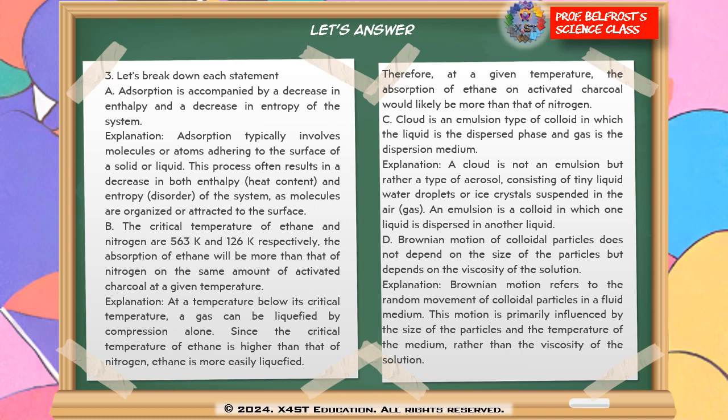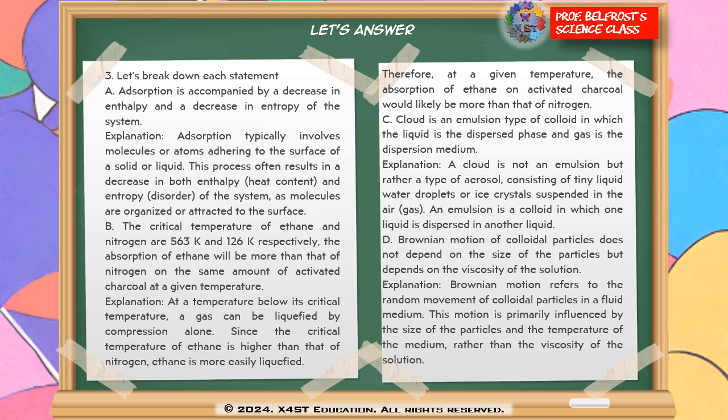How about B? The critical temperatures of ethane and nitrogen are given. The adsorption of ethane will be more than that of nitrogen on the same amount of activated charcoal at a given temperature. So option B is also correct. Let's see why. At a temperature below its critical temperature, a gas can be liquefied by compression alone. Since the critical temperature of ethane is higher than that of nitrogen, ethane is more easily liquefied. So it's correct.